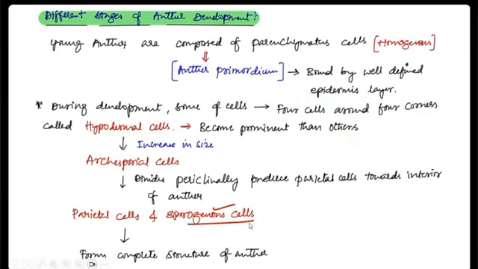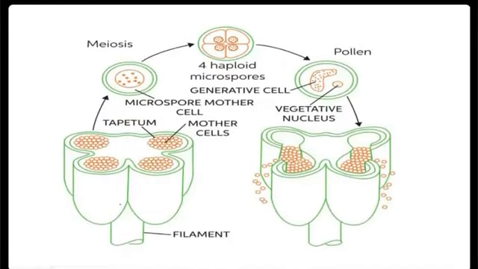Okay. And this is the figure showing the microspore mother cells, which will go through meiosis, which will give you the haploid microspores, and these microspores will be converted into pollen because of pollen mitosis. That's it.